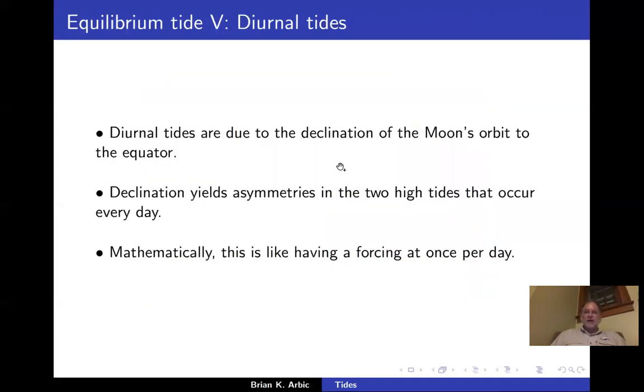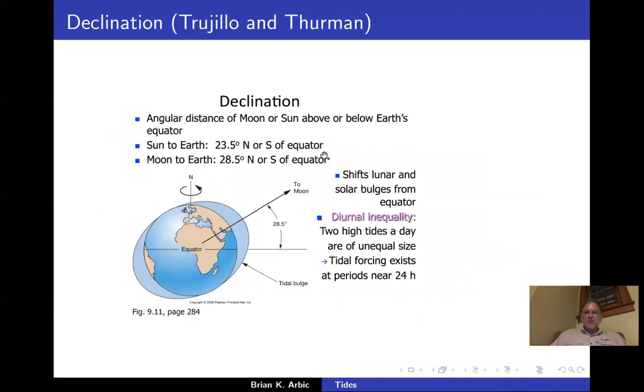Now, the next concept we have to talk about is declination. So diurnal tides are due to the declination of the moon's orbit to the equator. The declination yields asymmetries in the two high tides that occur every day, and mathematically, this is like having a forcing at once per day. So where's the picture for that? So here's declination.